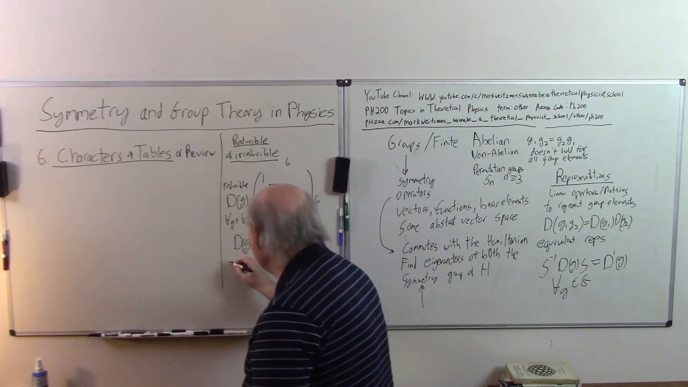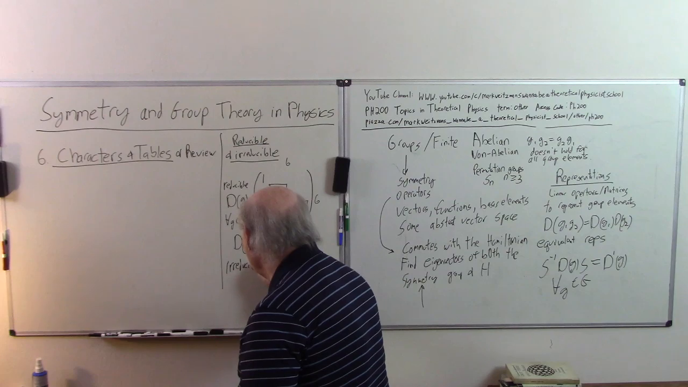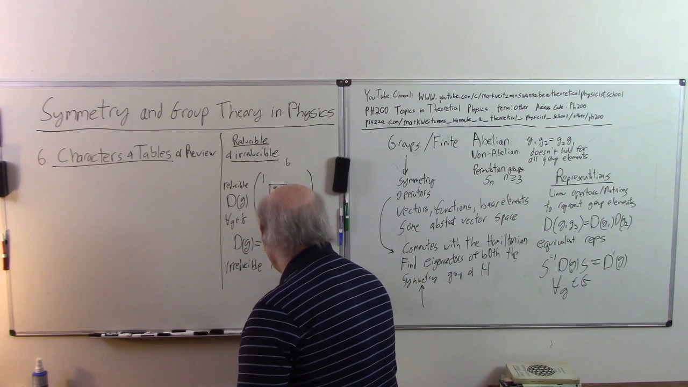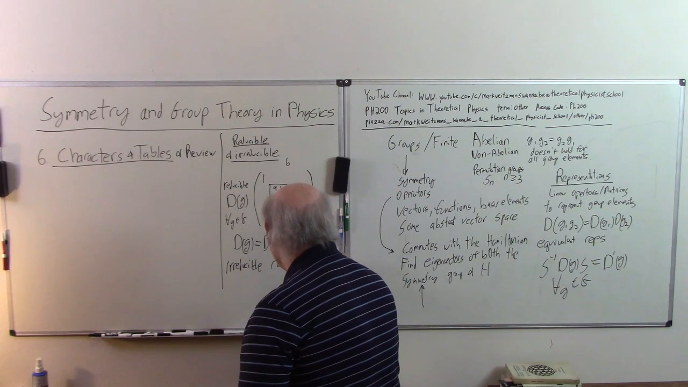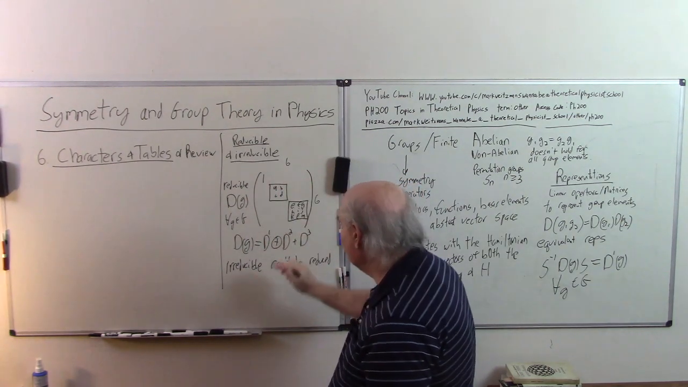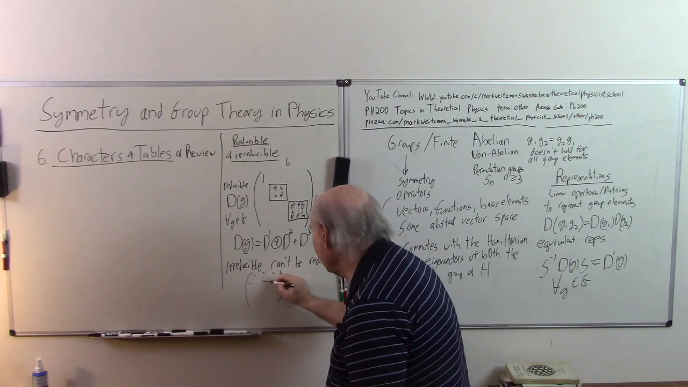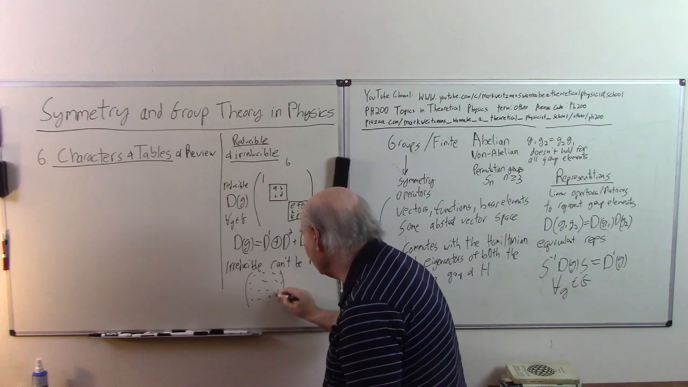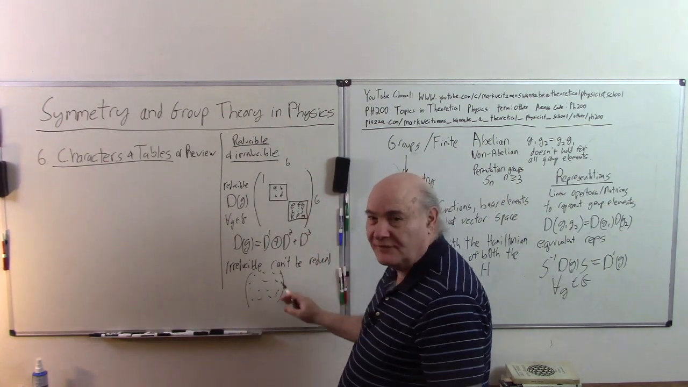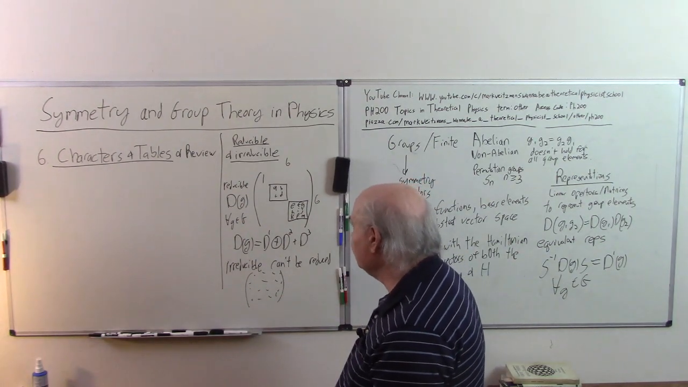An irreducible representation can't be reduced. It means that we can't get it in block diagonal form. Some group elements are going to have elements at every position. Maybe some zeros here and there, but different group elements will have different positions. You won't be able to diagonalize the matrix.